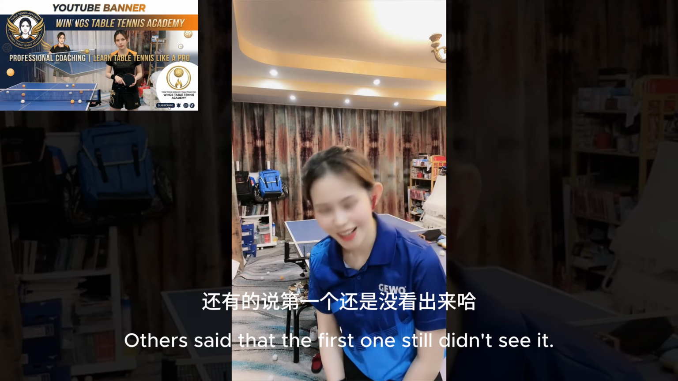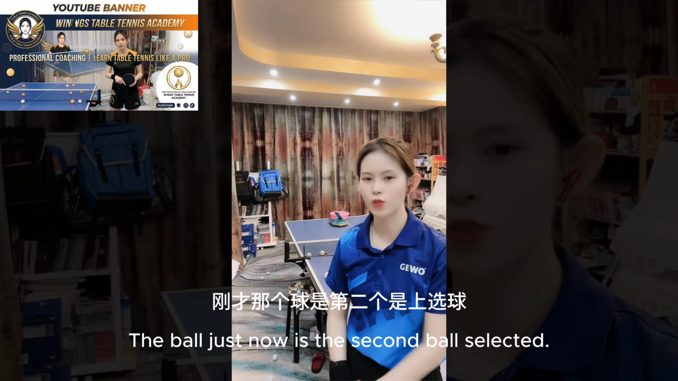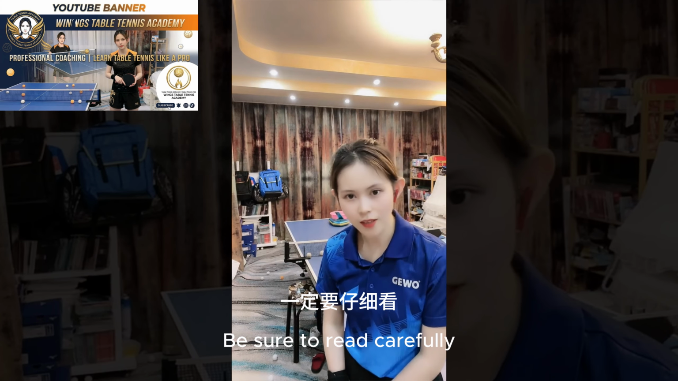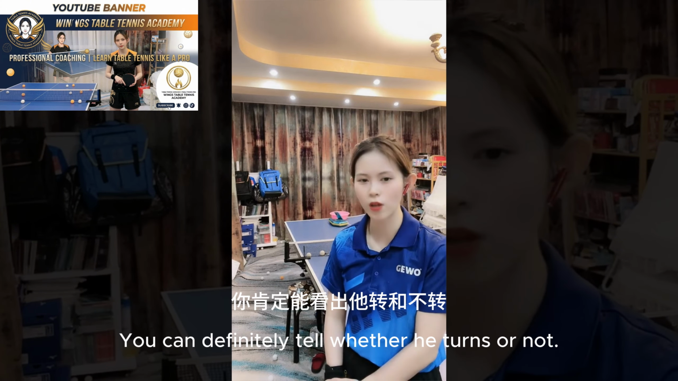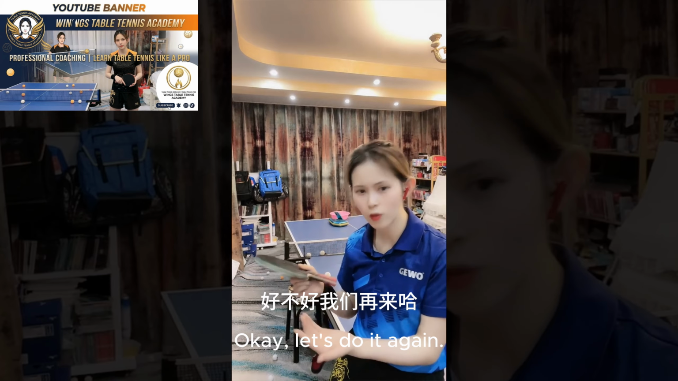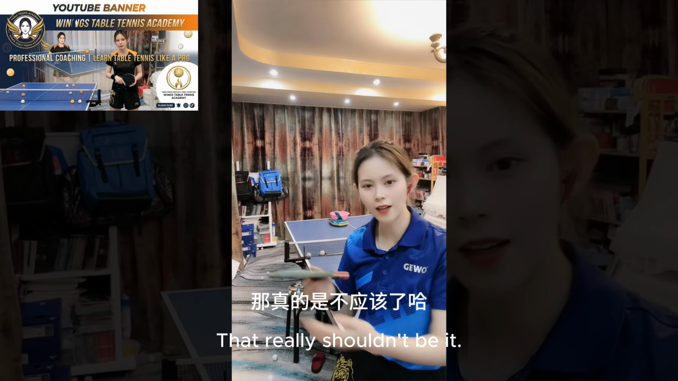Others said that the first one still didn't see it. The ball just now is the second ball selected. Be sure to look at him carefully. Look at this carefully. You can definitely tell whether he turns or not. Okay, let's do it again. I'm so close. We're going to be wrong again. That really shouldn't be it.